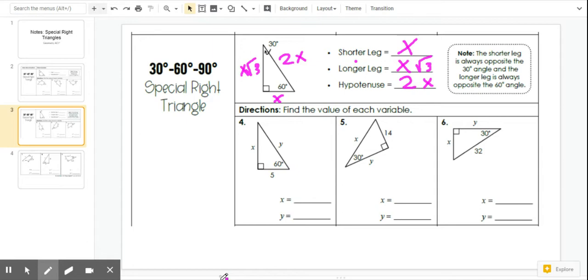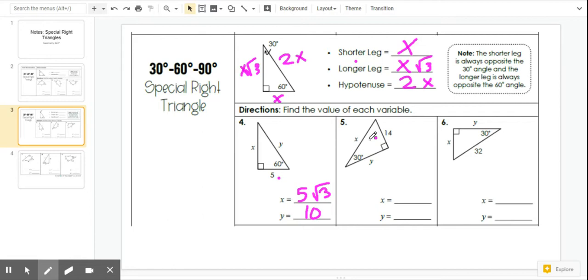So let's do some problems with that. So in this case, they give us 5, so they give us the shorter leg. That kind of makes life easy because now let's look for the longer leg. The longer leg is across from the 60, so the longer leg is X. In order to find that, you just take the shorter leg, 5, times the square root of 3, and that's it. So that's the longer leg, 5 times the square root of 3. And to find the hypotenuse, it's 2 times the shorter leg. So it's 2 times 5, which is 10.